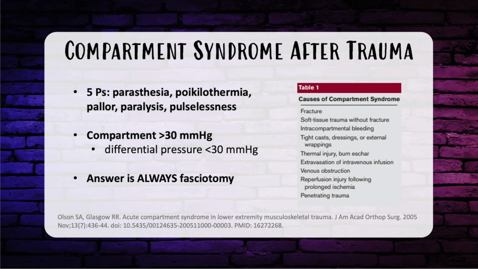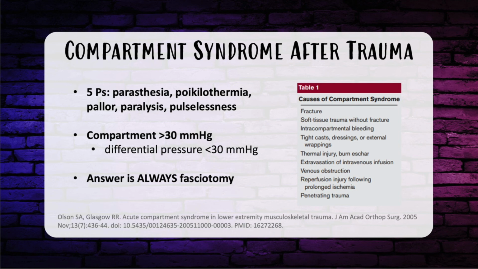It is a clinical diagnosis, so you can use compartment pressures to aid in your diagnosis, but if there's any question, you're going to go ahead and do the fasciotomy. In terms of compartment pressures, 30 millimeters of mercury, or a differential pressure, which is the systolic blood pressure minus the compartment pressure, of less than 30 is an indication.